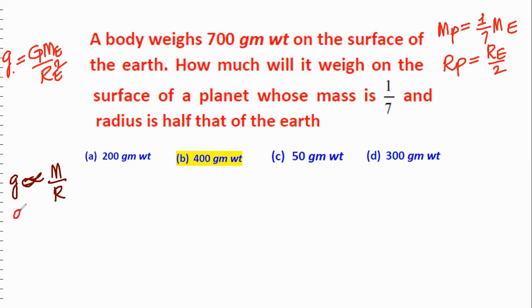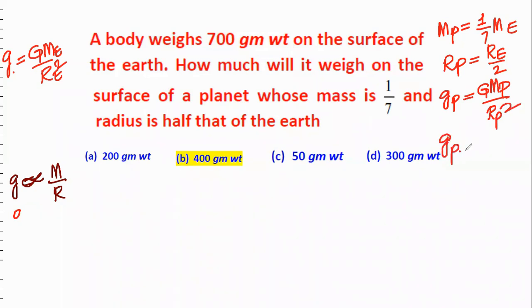Then we have to take the weight of the body on the planet. Weight of the body is nothing but acceleration due to gravity multiplied by mass. First, we will calculate acceleration due to gravity, and if we calculate that, it's enough. So the acceleration due to gravity on the planet is G MP divided by RP square.